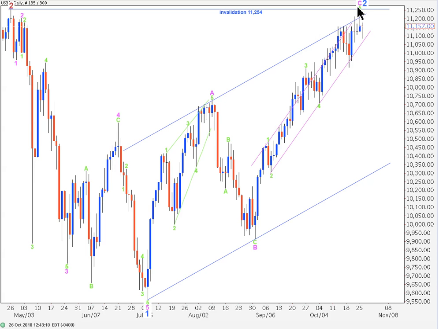Within wave 5 green, wave 3 orange within it, which is not shown here but ends up here, is just 2 points longer than 4.236 the length of a short little wave 1 orange to start this, which is an exceptionally close Fibonacci ratio there. But wave 5 orange has no Fibonacci ratio to either 3 or 1 within 5 green.